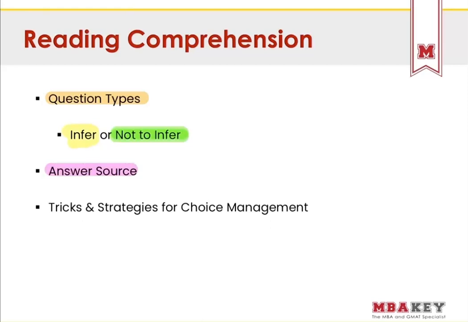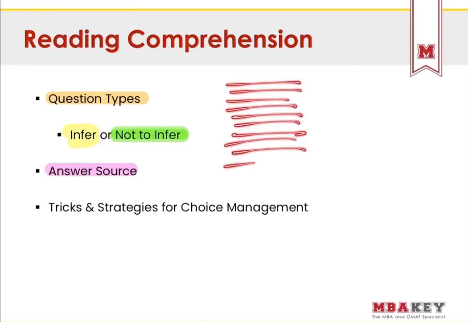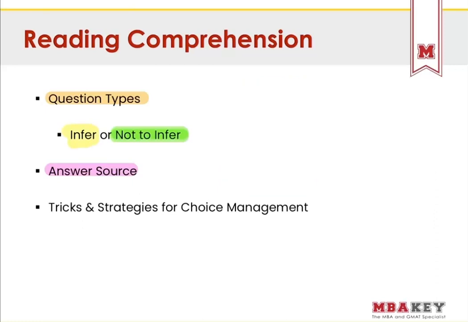In a reading comprehension question, you'll get a passage that's roughly 300 words plus or minus, and then the passage will be accompanied with 3 to 4 questions. So learning where the answer source is will help you quickly target the answer and also help you avoid reading things unnecessarily. We're also going to learn what tricks and strategies you can use to manage your choices.